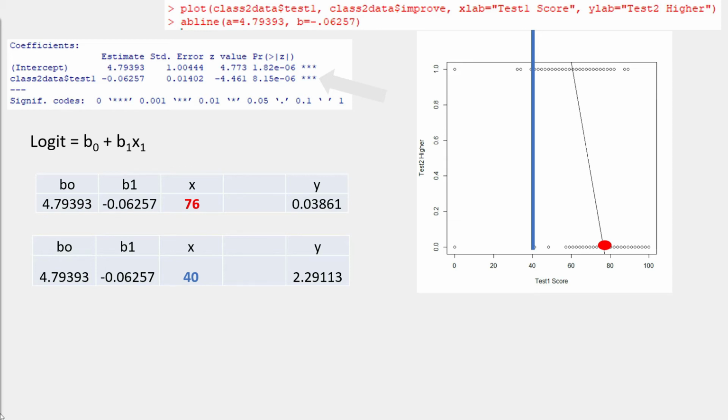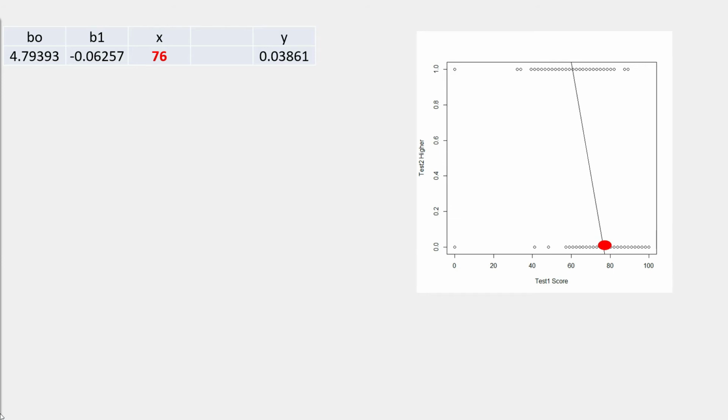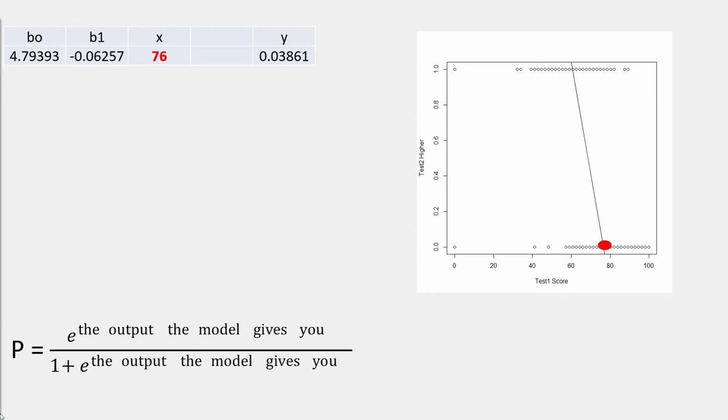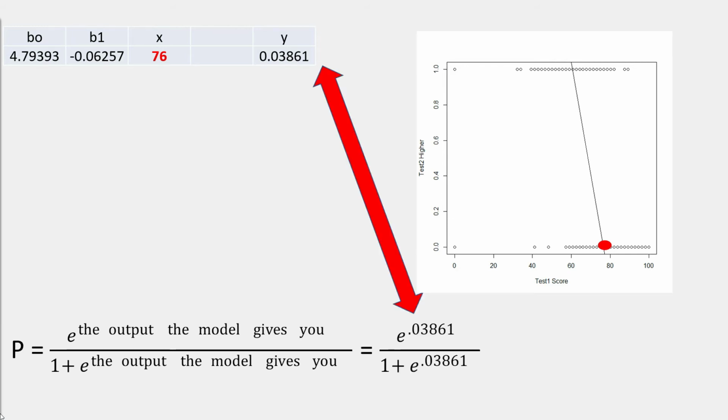We want something interpretable. To get the probability of improvement, raise Euler's constant to the Logit, and then divide by 1 plus Euler's constant raised to that Logit. Plugging it in, this gives us 0.51. She has a 51% chance by our model of having a test 2 score that's higher than her test 1 score. This is a prediction specific to her score.